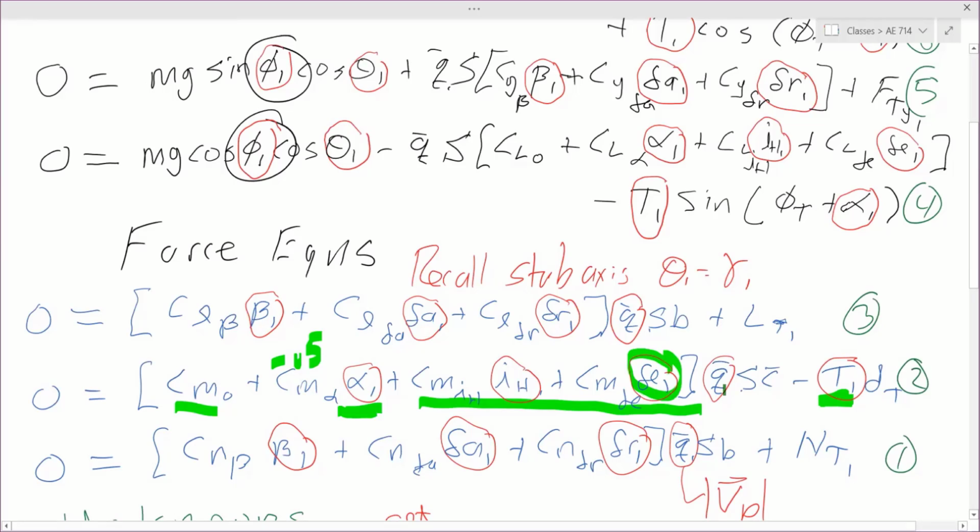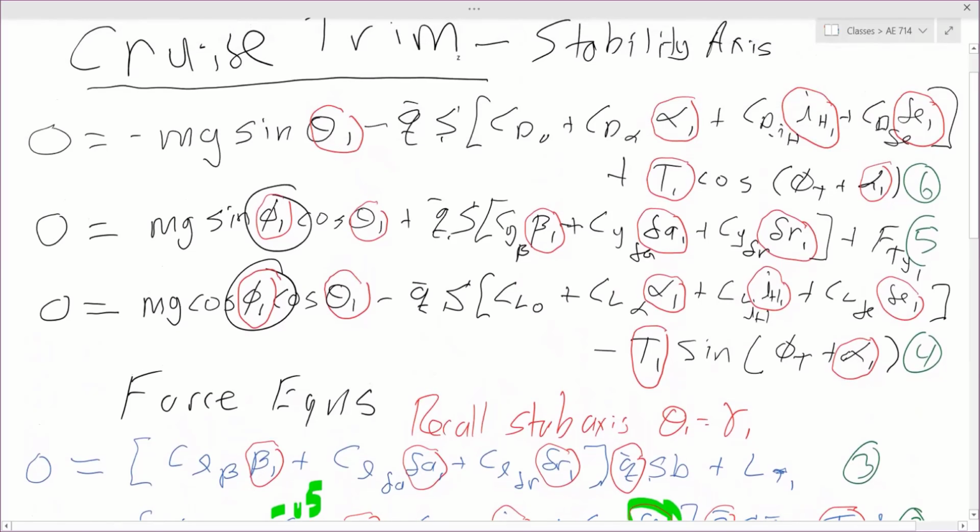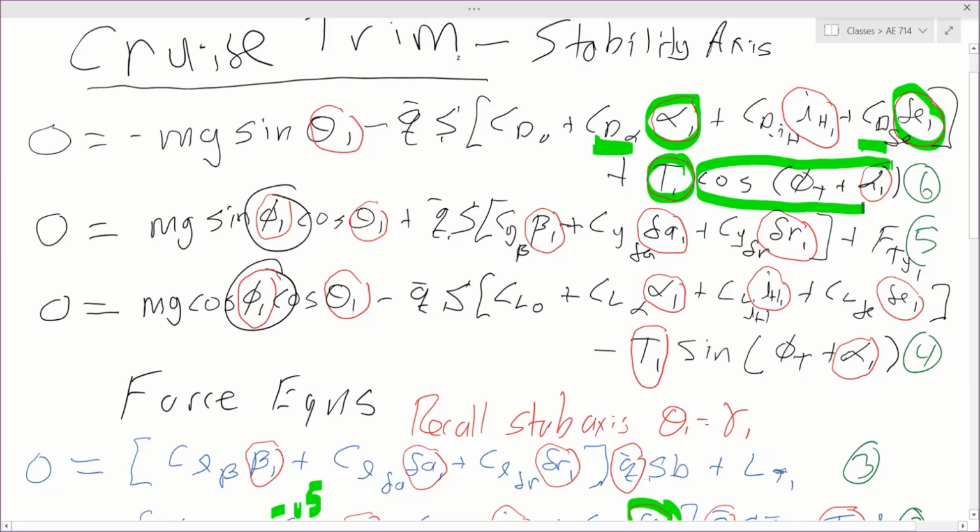So it looks like we have 3 unknowns in this equation, but it's a linear equation. We just have ax plus by plus cz, and we can solve for x, y, and z. Okay, how about up here? Here's those unknowns. Here's alpha. No problem there. It's multiplied by a number. Here's elevator, multiplied by a number. Here's thrust, multiplied by cosine alpha. Because here we have alpha, one of the unknowns, inside cosine, and that's not linear.